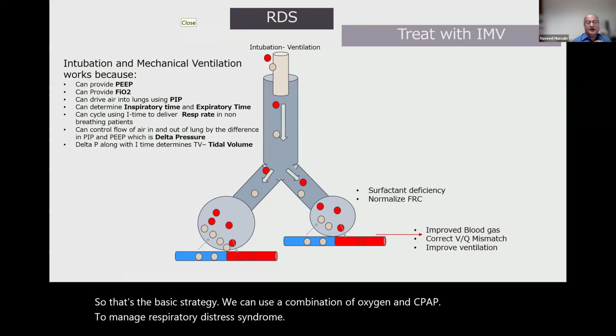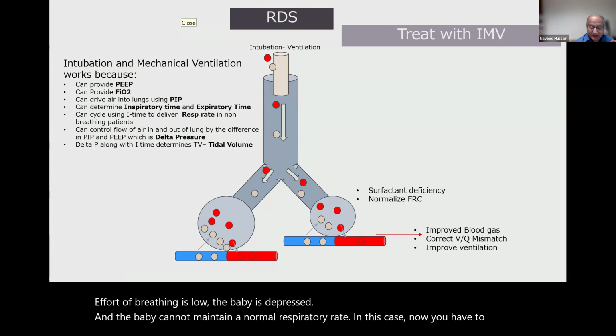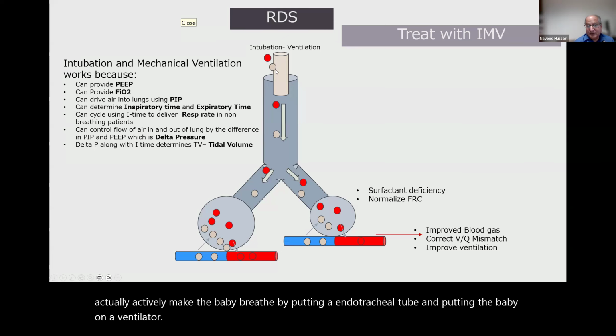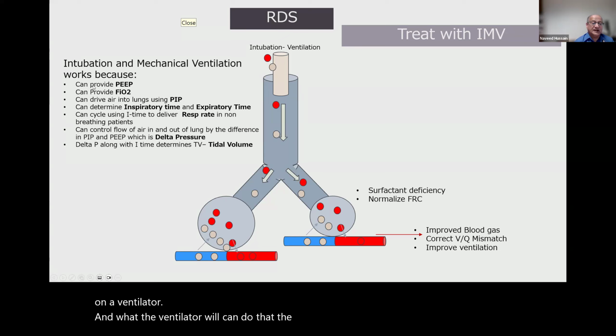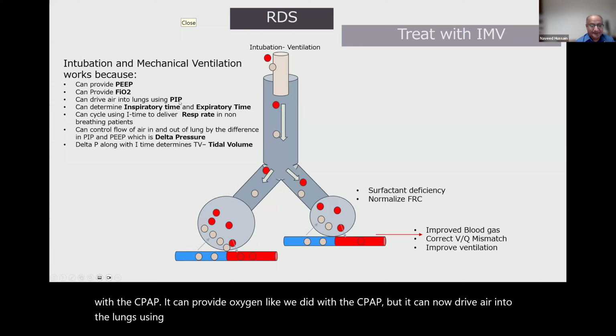But sometimes you cannot just do with positive pressure because the baby's effort of breathing is low, the baby is depressed, and the baby cannot maintain a normal respiratory rate. In this case, now you have to actively make the baby breathe by putting in an endotracheal tube and putting the baby on a ventilator. And what the ventilator can do that the CPAP cannot do is it can provide PEEP like we did with the CPAP. It can provide oxygen like we did with the CPAP, but it can now drive air into the lungs using positive inspiratory pressure.